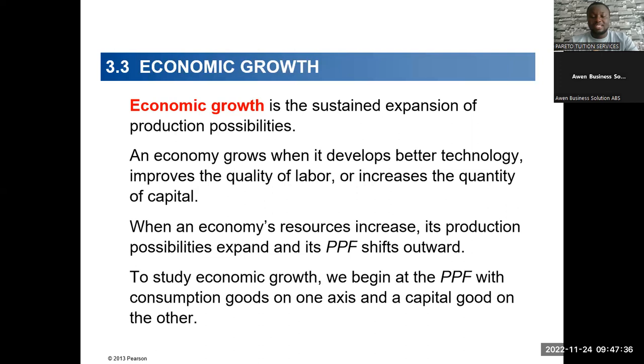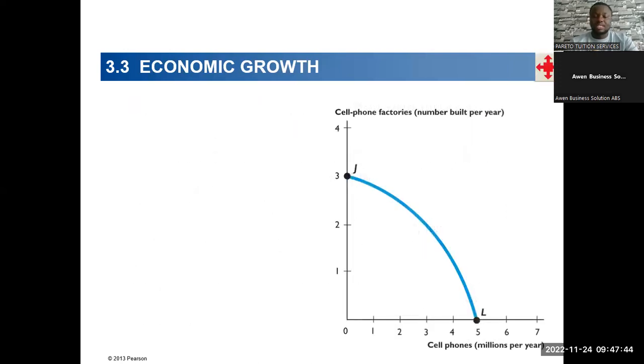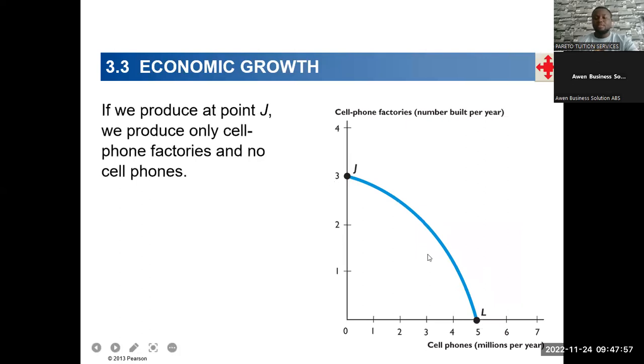So for us to look at economic growth, let's look at the PPF. Here we are assuming we are producing capital goods and consumption goods. The consumption goods will be on the horizontal, and the capital goods will be on the vertical. An example of a consumption good will be cell phones. That of the capital good will be cell phone factories. So now let's assume these are the possibilities.